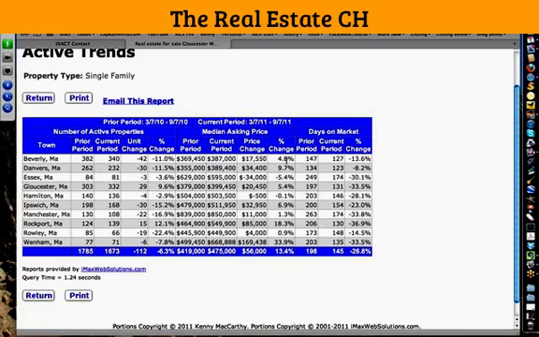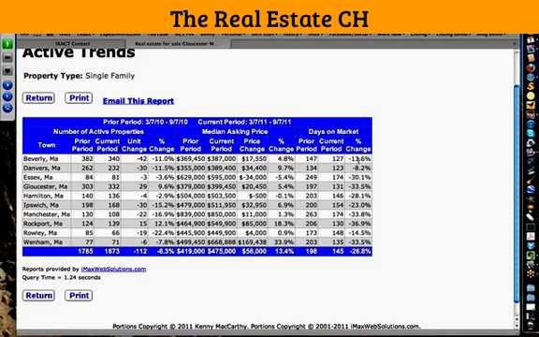And the median price that people are asking overall in those communities is up 13%, and the median price in Beverly is up almost 5%. Then this last column over here shows the days on market that those properties have been on the market. And these are the active trends.